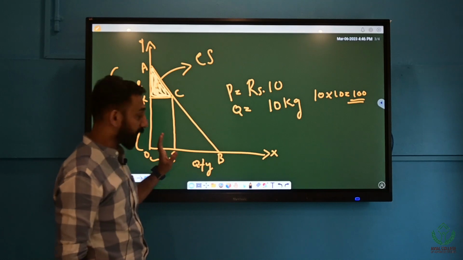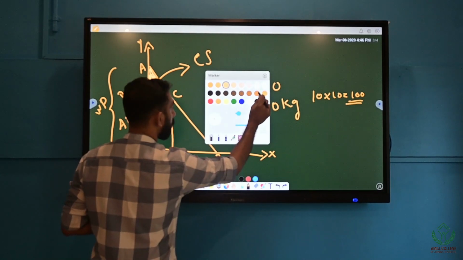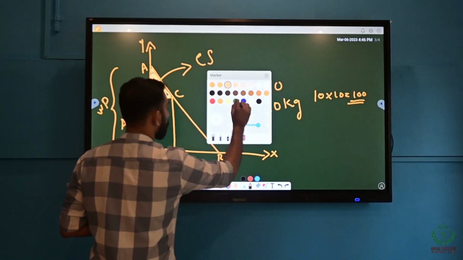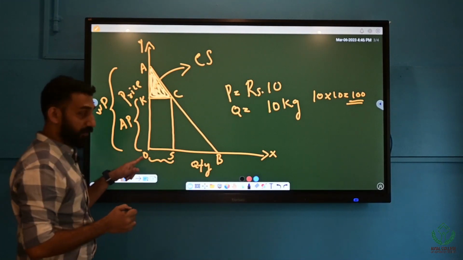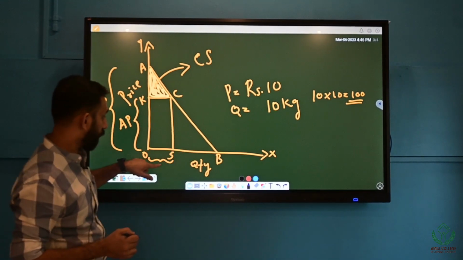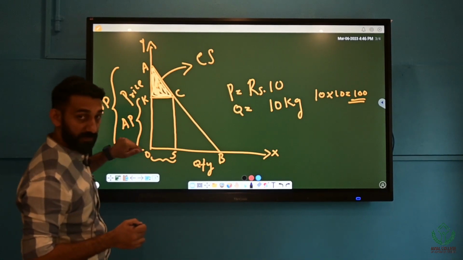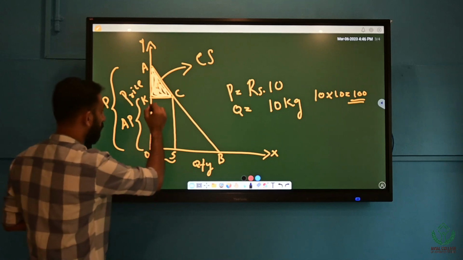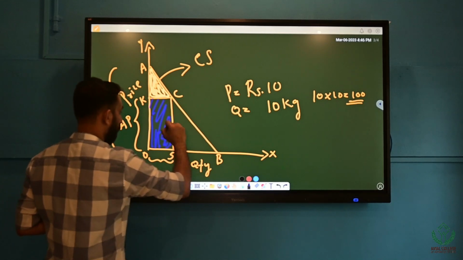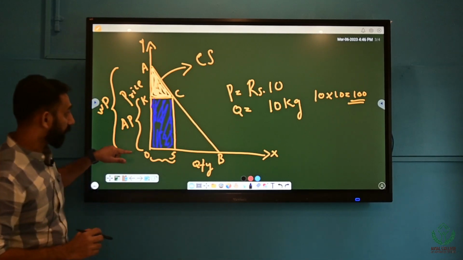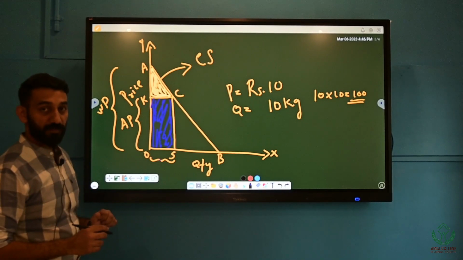So that also we can easily mark in this diagram. Here the quantity, that is Q, or 10 kilogram, is OS, and the price, for example, is OK. So OK into OS: this area will be the total revenue which the firm will be getting by selling OS quantity of a commodity at OK price. Okay, that's all.